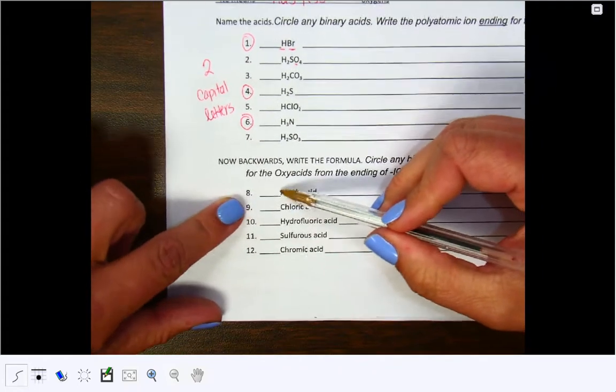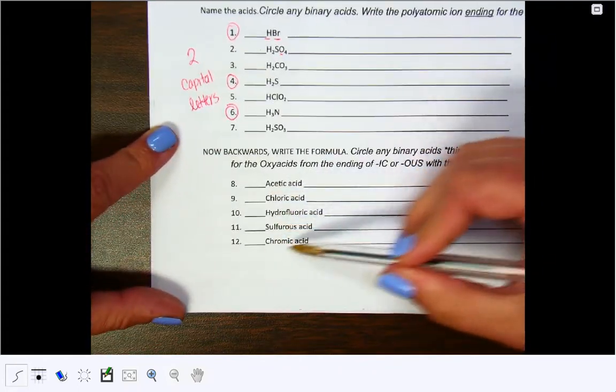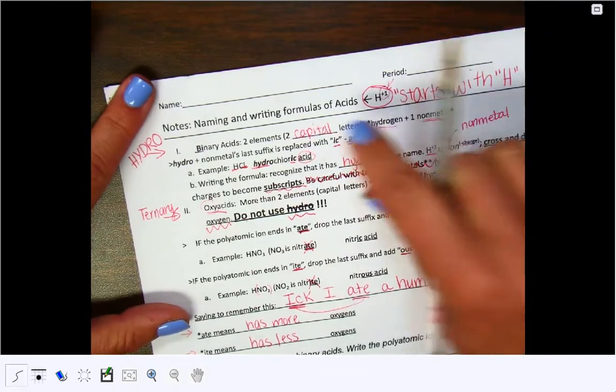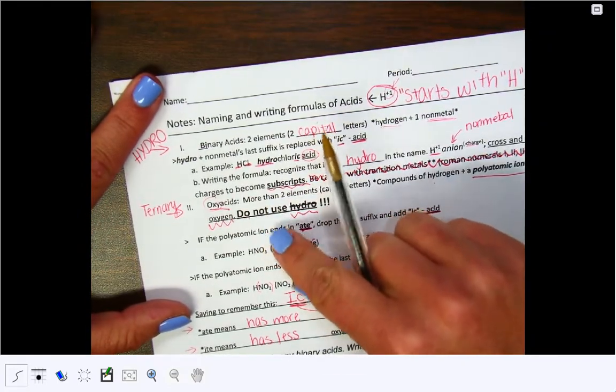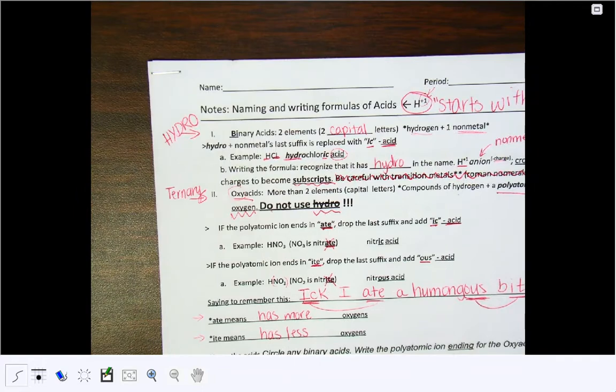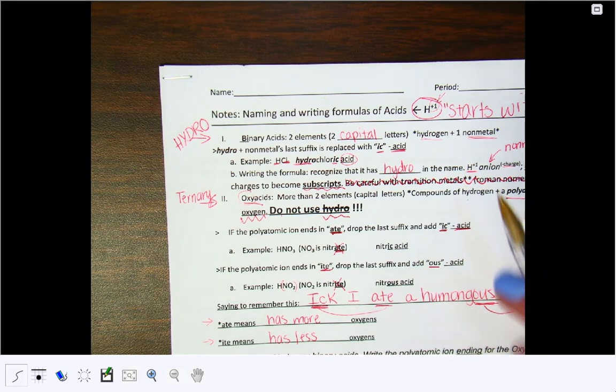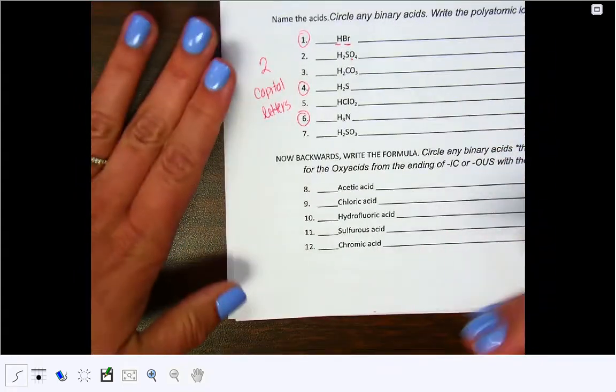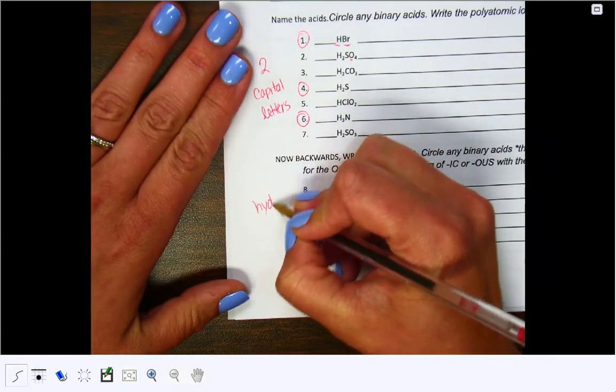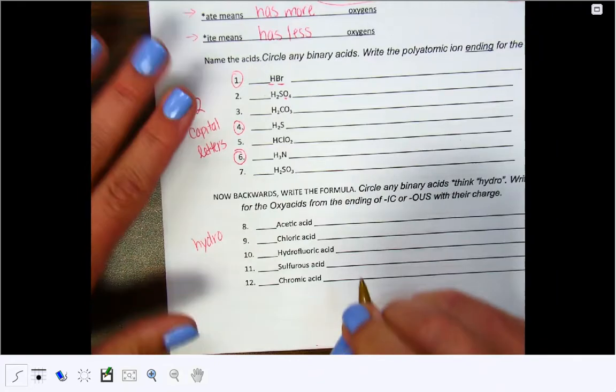Down here, when we're looking at names, what is the big difference between the way these things are named? What does this one have that this one does not have in their name? Hint, we wrote it on this side of the paper. Really big. Towards the top. Hydro, exactly. All right, so we're looking for anything that has hydro, and that will tell us if it's binary, okay?